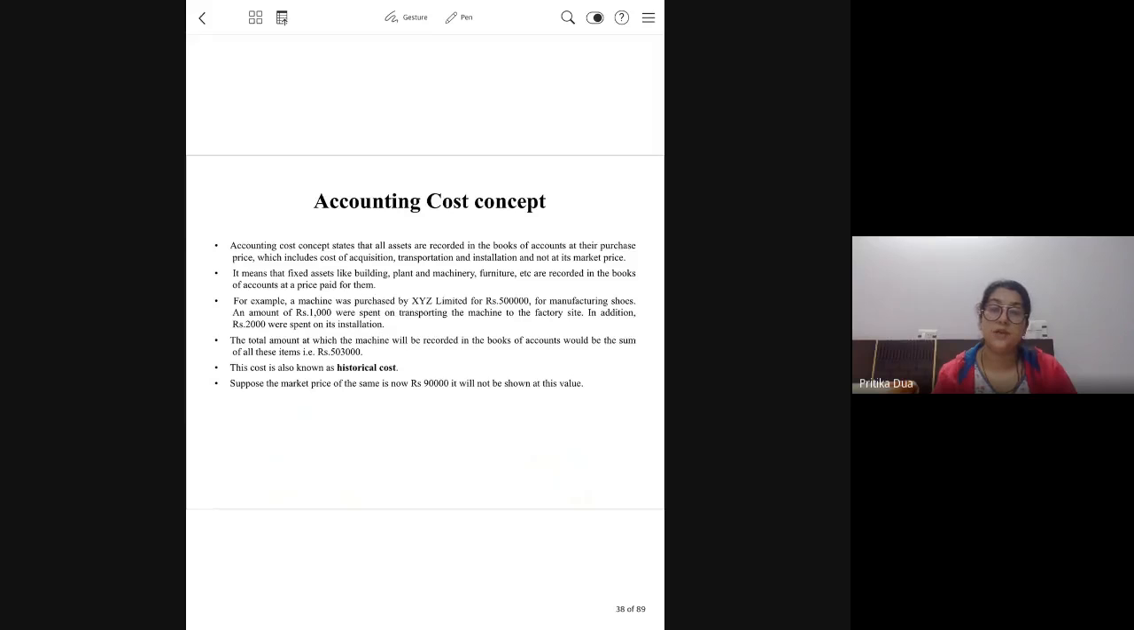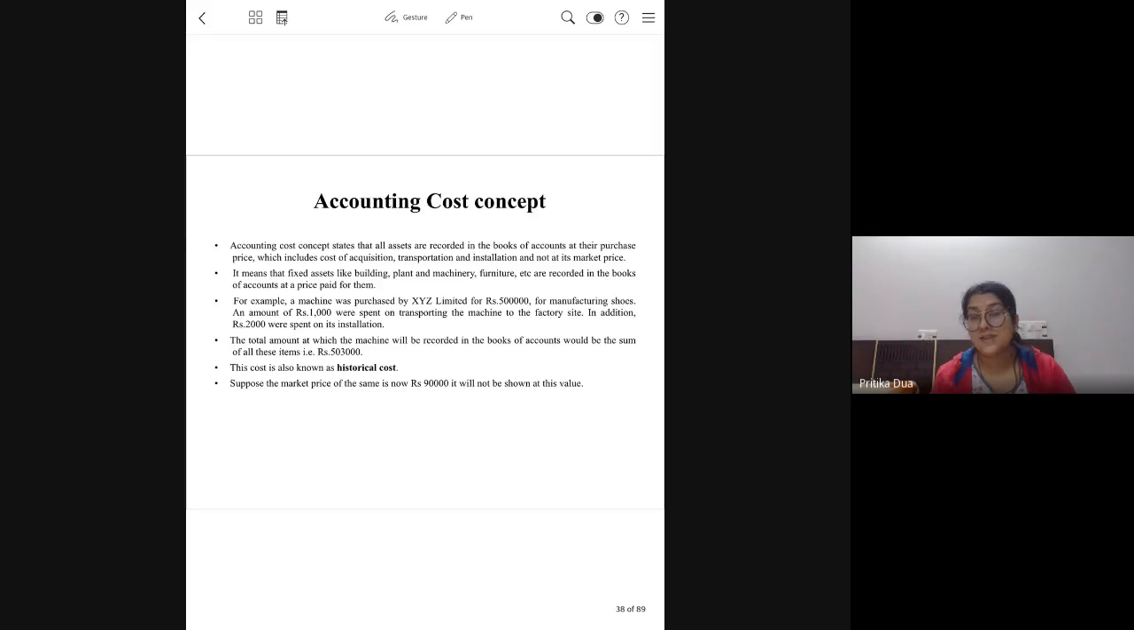Next concept is accounting cost concept, which is also known as the historical cost concept. Okay, now what does this concept say? That when you purchase an asset, you record that asset at the original purchase price in the books, and then subsequently you provide for depreciation on that asset.